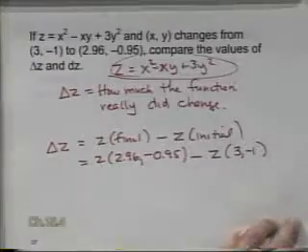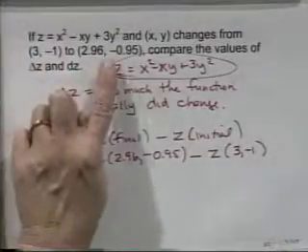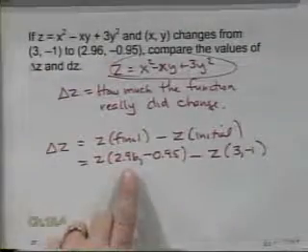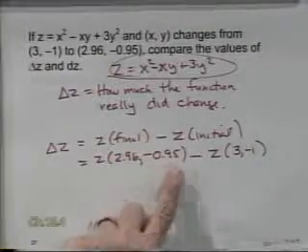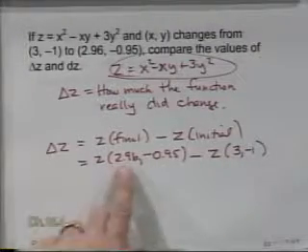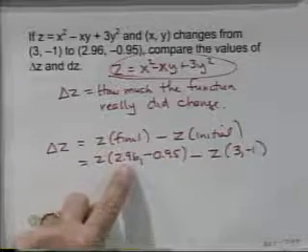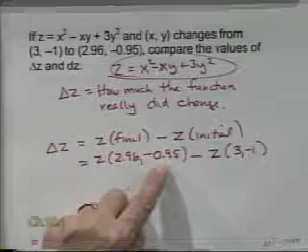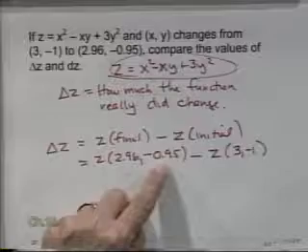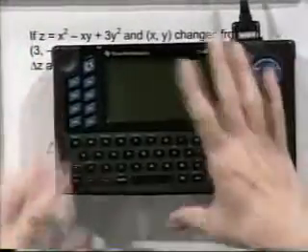It's z of 2.96 comma, it's always your final because you're going from here to here, so that's your final minus your initial. 2.96 comma negative 0.095 minus z of 3 comma negative 1. Now you realize to figure out this z of 2.96 comma negative 0.095, you're plugging 2.96 in for x and negative 0.095 in for y, right? We all understand that. But the TI-92 is pretty cool. Let me show you what I can do on the TI-92.